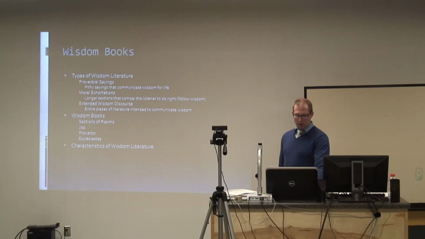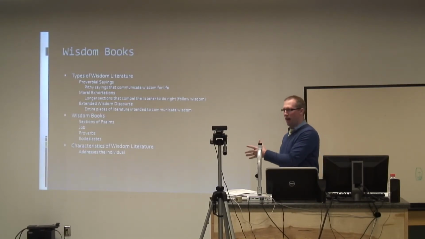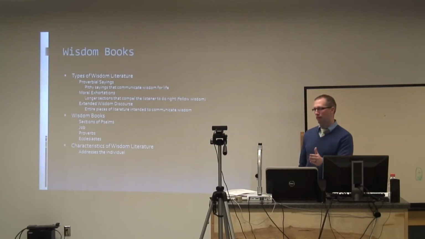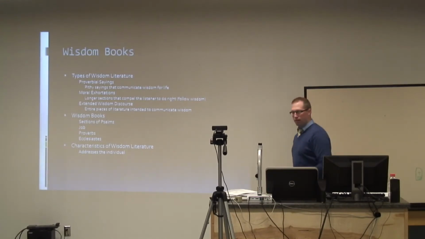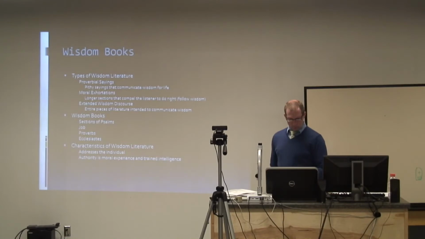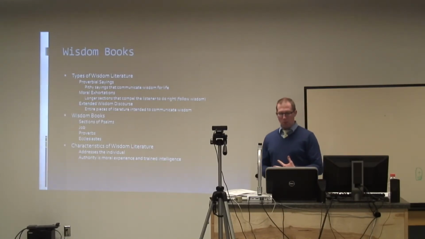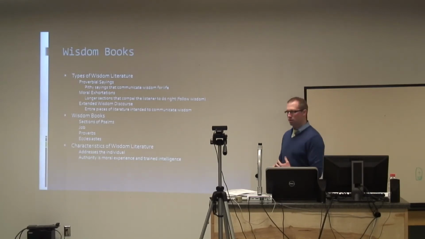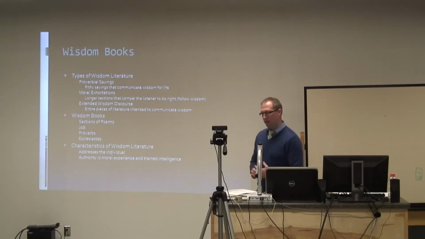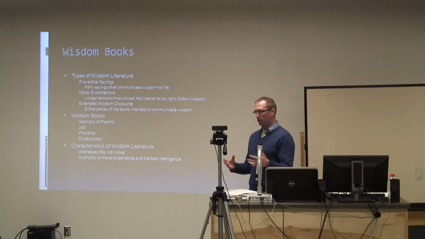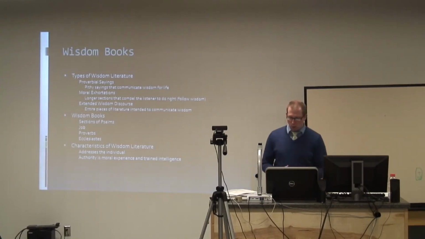Some of the characteristics of wisdom literature: it addresses the individual. So wisdom literature pulls the son aside and says, listen up. The authority in wisdom literature is moral experience and trained intelligence. It says, this is the way that the world is, and I've seen it happen. I've seen the way that the world works.